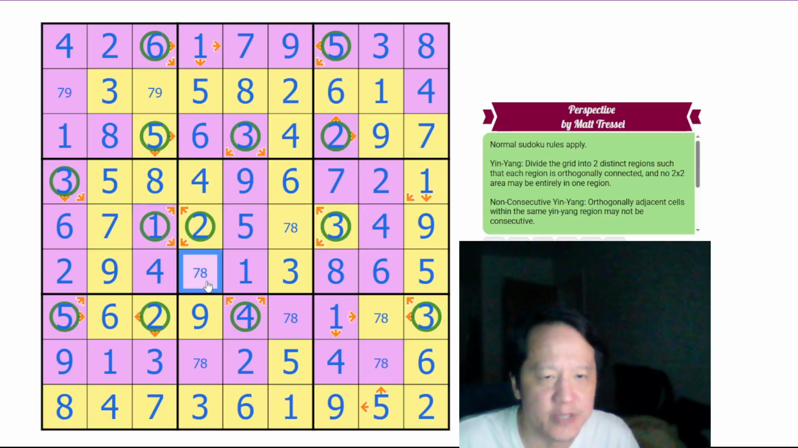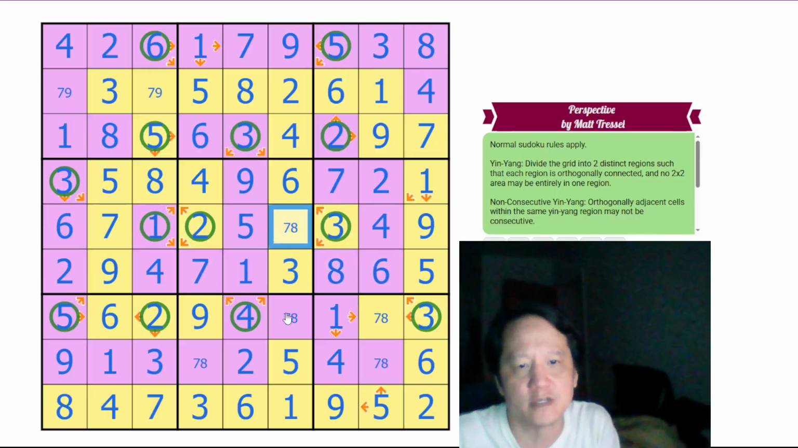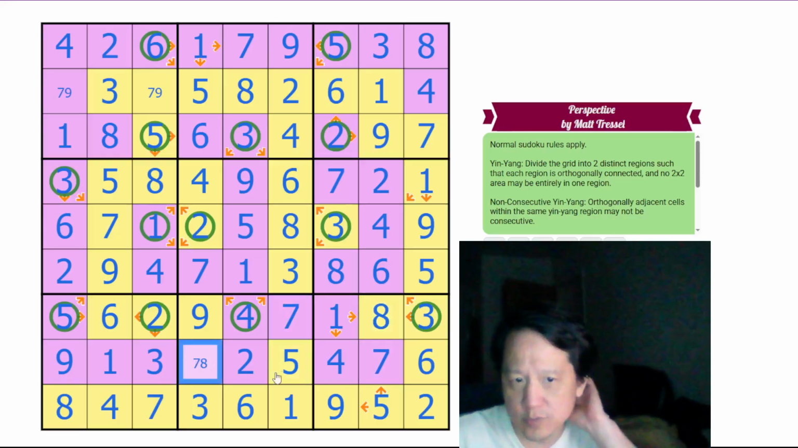1, 4 with 7 and 8. And that's pink and yellow, so different regions. 1, 4, 7, and 8. 8 forces this to be 7, which makes that 8. Makes that 7, 8, and 7. So this would be 8.